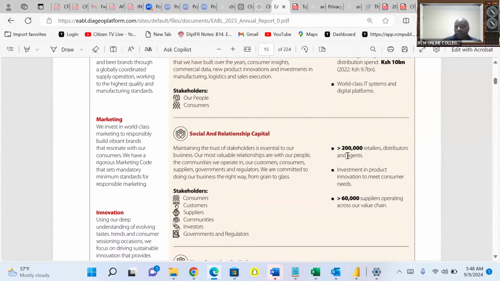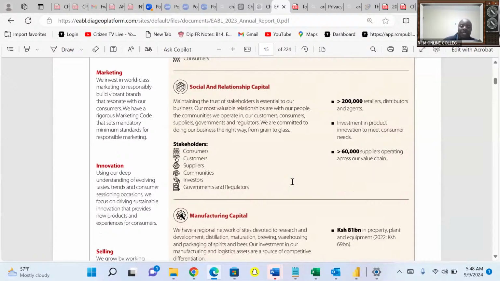Over 200,000 retailers, distributors, and agents. Investment in product innovation to meet consumer needs. Over 60,000 suppliers operating across our value chain. And you can see by this idea, they are talking about these things, innovation.